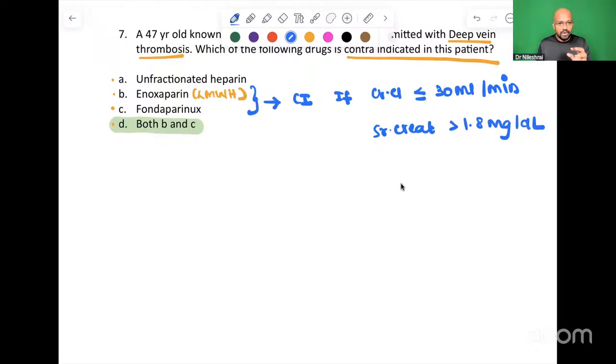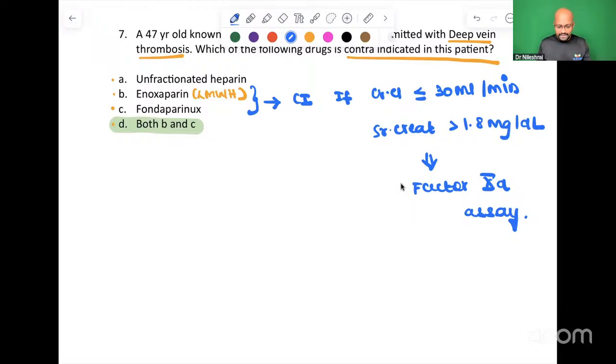But how do we monitor the response? We have to monitor the response by taking up the factor 10A assay, because we know that APTT prolongation or APTT changes will not be very evident when the patient is under low molecular weight heparin or fondaparinux. So how do we monitor the response? Factor 10A assay has to be done. So that's why these drugs are contraindicated.